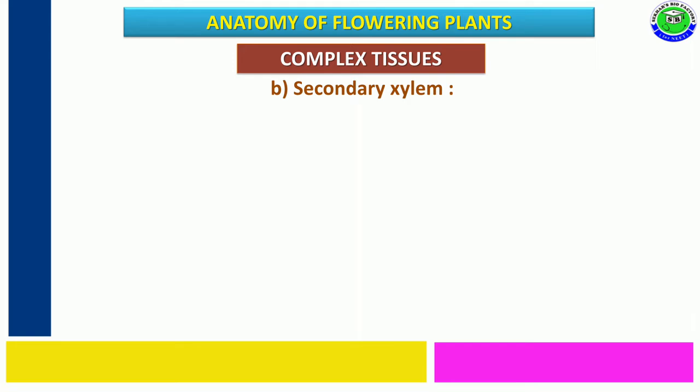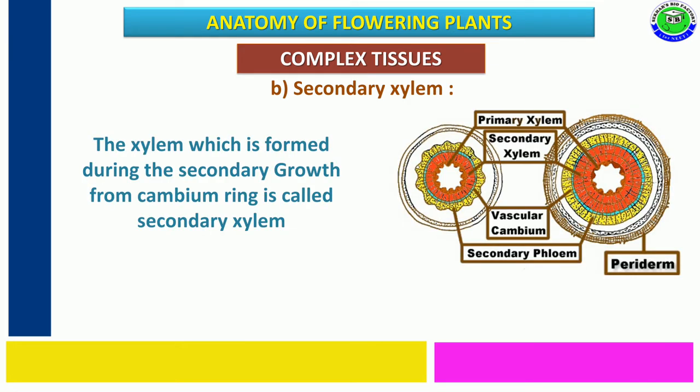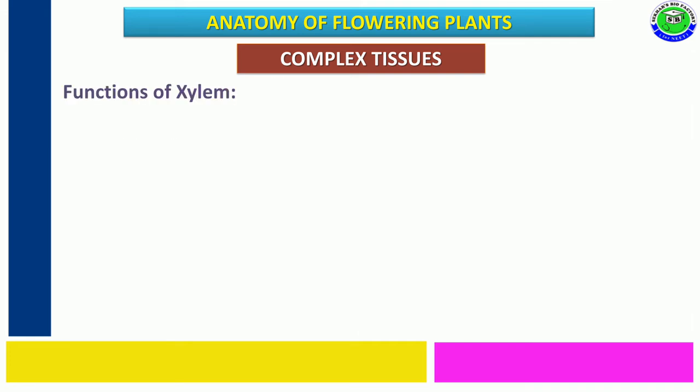The secondary xylem is the xylem which is formed during secondary growth by secondary meristematic tissue like the cambium ring. The functions of xylem.